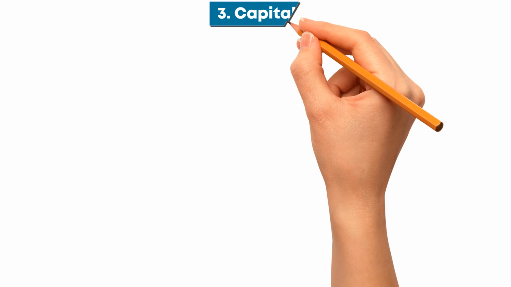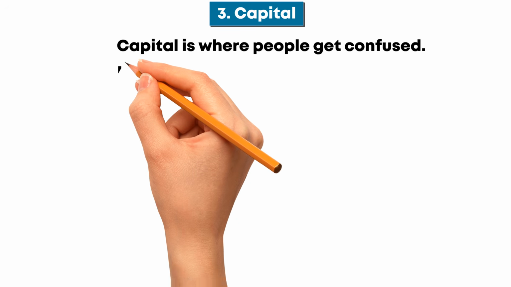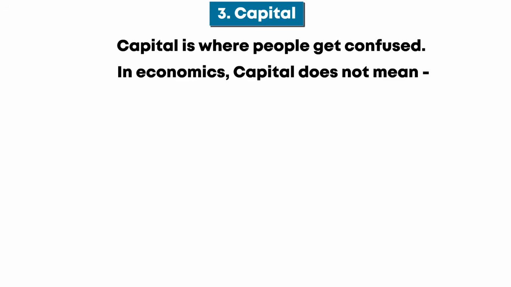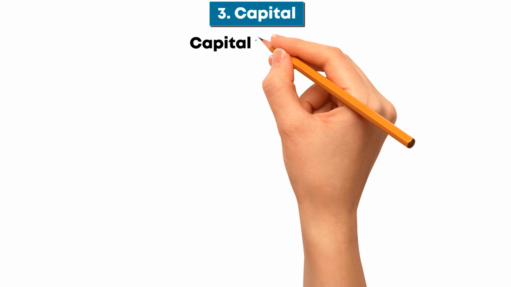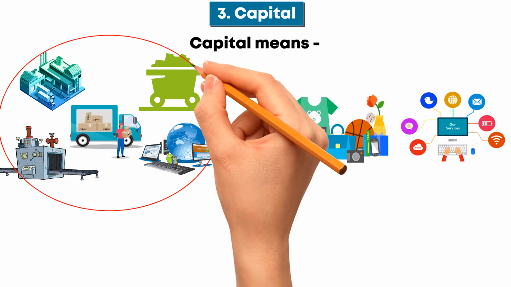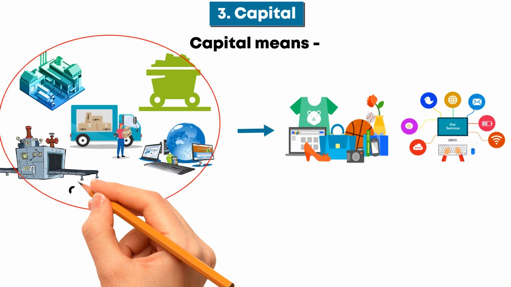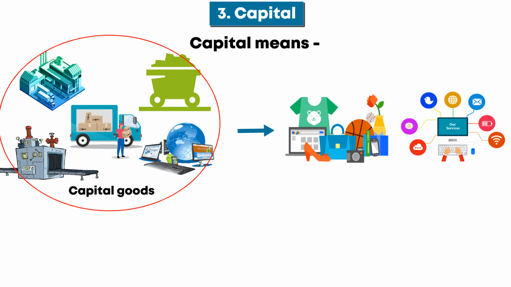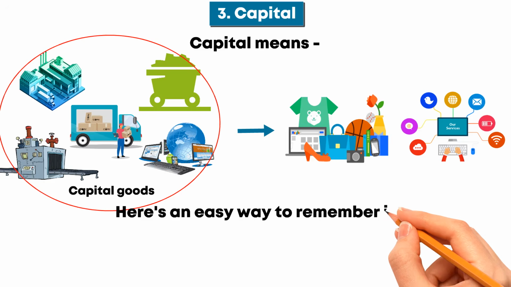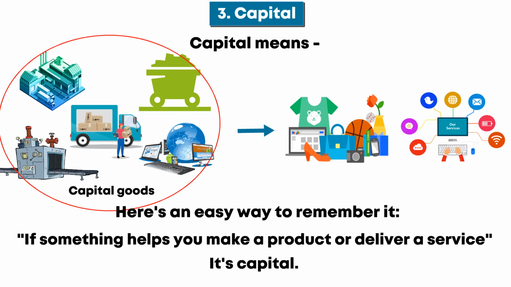Factor 3, capital. Now, capital is where people get confused. In economics, capital does not mean money sitting in a bank. Capital means the tools and assets used to produce things. Machines, factories, computers, delivery trucks, office buildings. These are all capital goods. Here's an easy way to remember it. If something helps you make a product or deliver a service, it's capital.